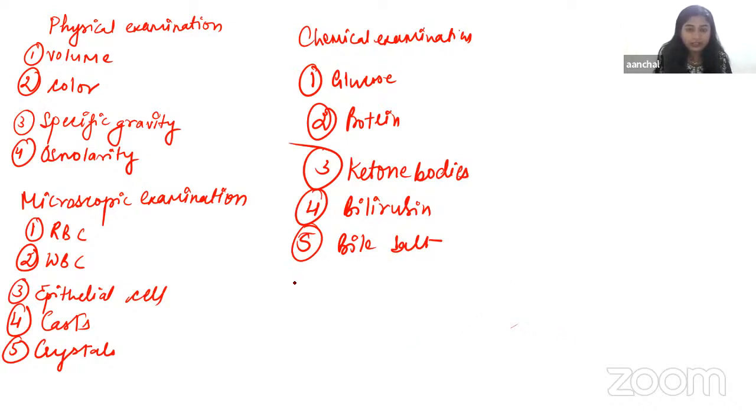One more thing here is the appearance of blood. An appearance of blood in urine indicates hematuria. Hematuria means there may be a renal stone, infection, or malignancy of the urinary tract. Okay. Then other than these examinations, we also do examination of blood.